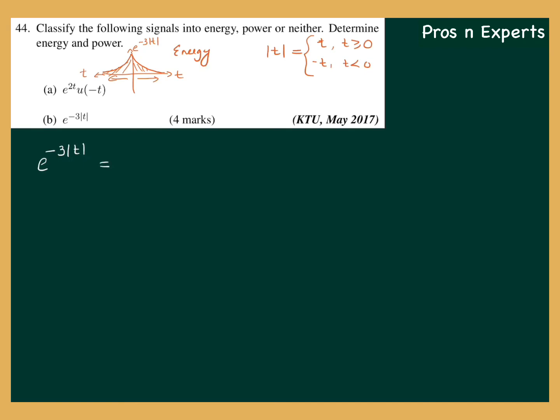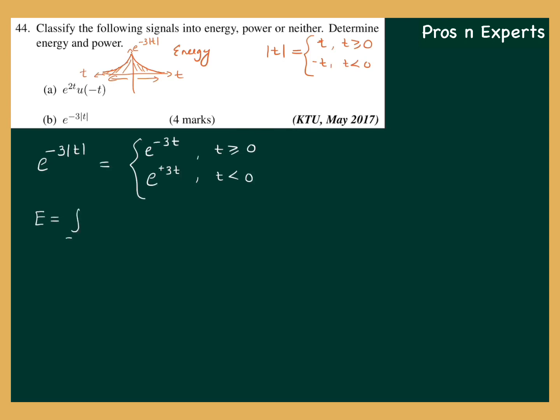So I can write e raised to minus 3 mod t equal to e raised to minus 3t for t positive, and for t less than 0, e raised to minus t, that is, e raised to plus 3t. So this is e raised to minus 3 mod t. Okay, with this information in hand, we can easily proceed to finding the energy of the signal.